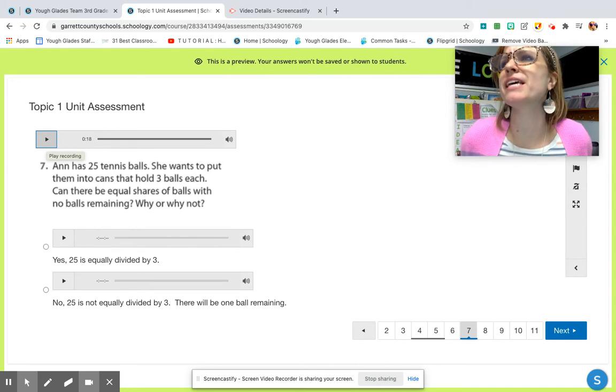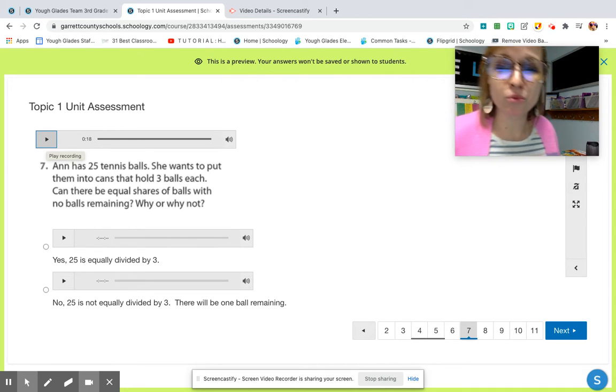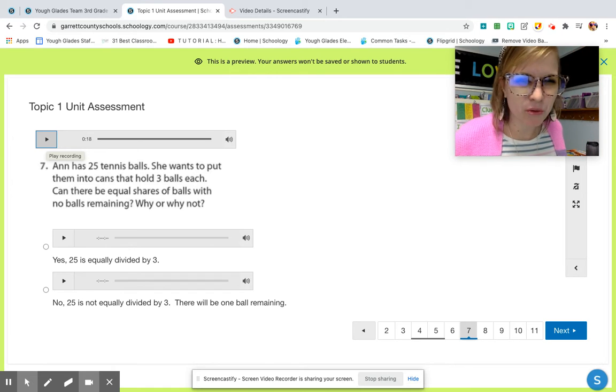We talked about this the other day in class, and we discussed that it's not always equal. Every time you divide a number into another number, it could not always be equal. So that's why this is a great question, because it's asking you to take 25, divide it by 3, and see what happens. Can you divide that equally? Can you divide 3 into 25 equally?